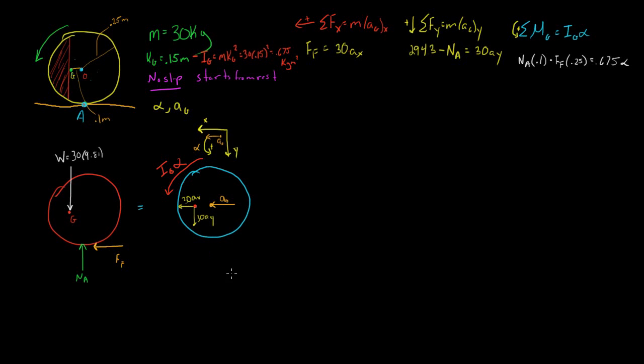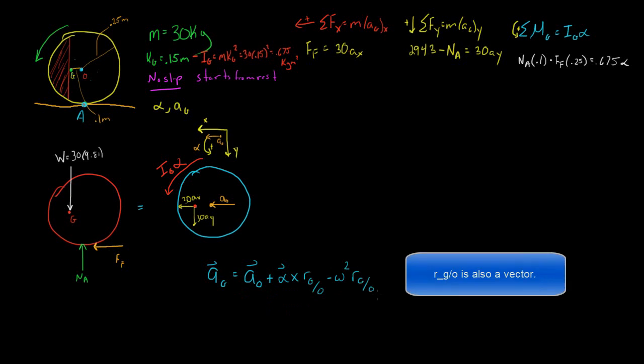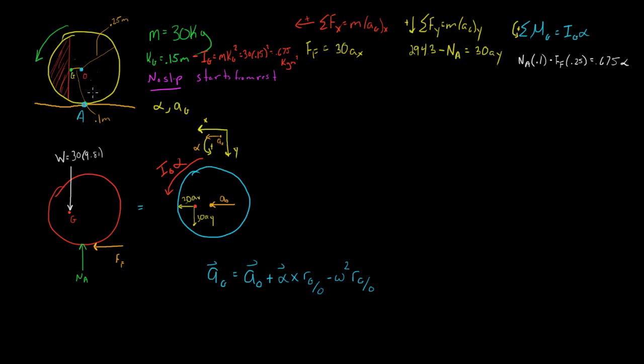So with that, we have this acceleration of our center of mass is equal to the acceleration of this point O plus the angular acceleration crossed with the distance vector from G to O minus our angular velocity squared times our distance vector from G to O. Now, because no slipping occurs right here, we can say that our acceleration of point O, which is the center of the wheel, is equal to alpha times r.